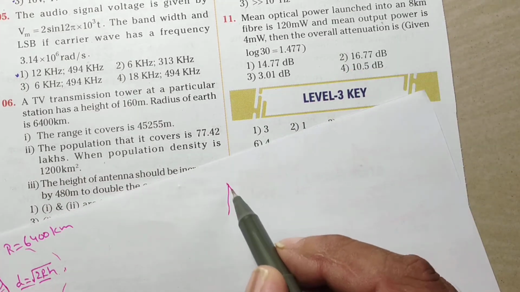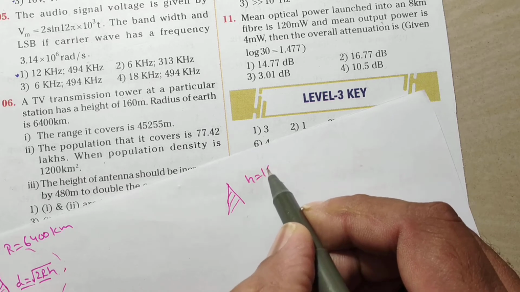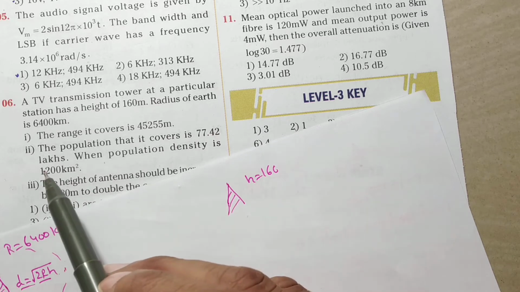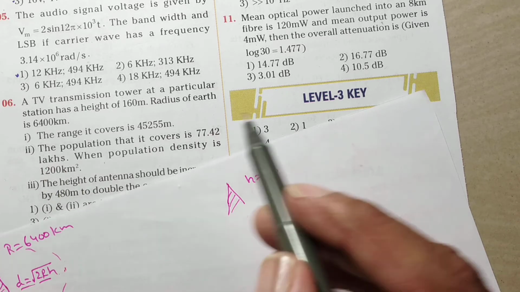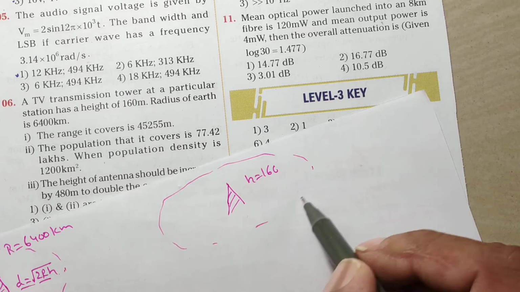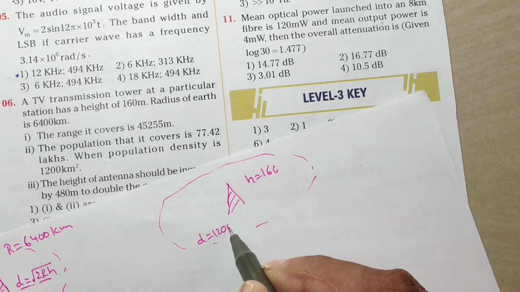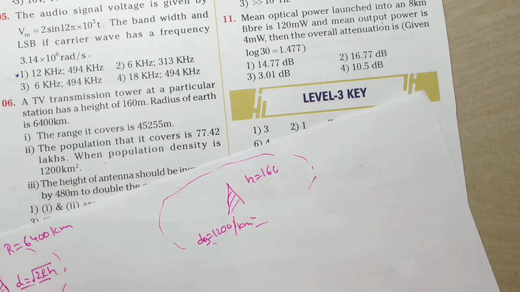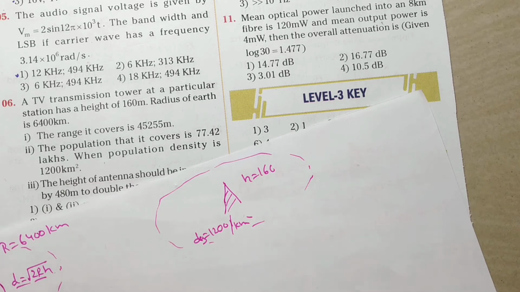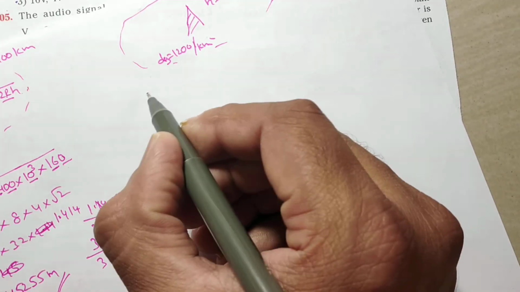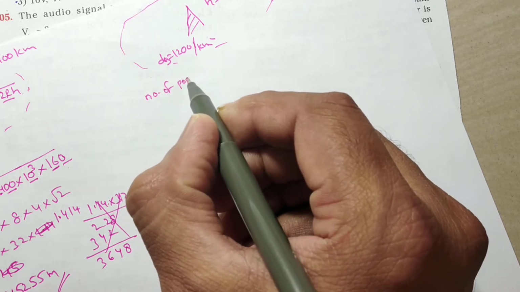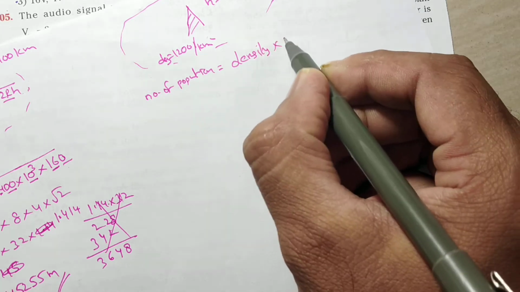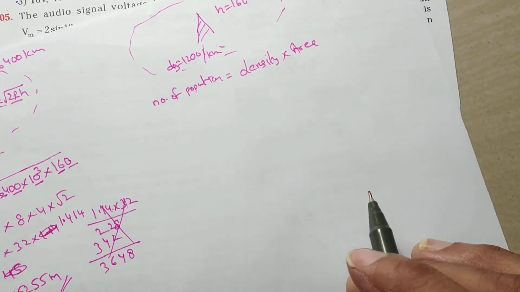The height of the tower, already in the question they have given, is 160. Now the population covered is 77.24 lakhs, if the density around the tower is 1200 per kilometer square. This much of the population is present. Now, how can we get the population? Number of population means density into area.